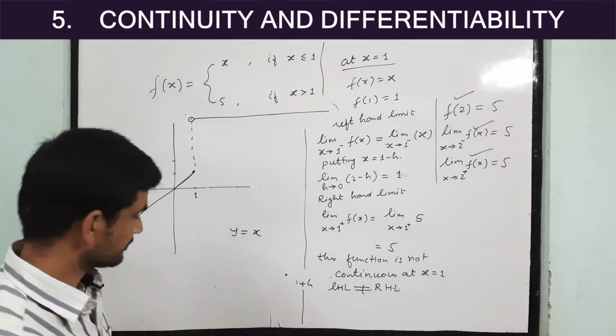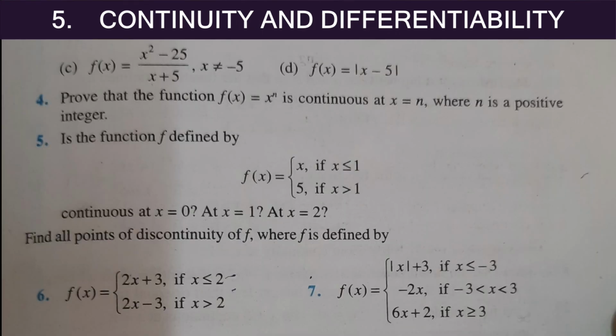Clear? In questions number 6 to 12, we have 7 questions, and in these 7 questions we have to find the points of discontinuity. Okay, so let's see how this type of question is solved. See, first I am taking the 6th question.